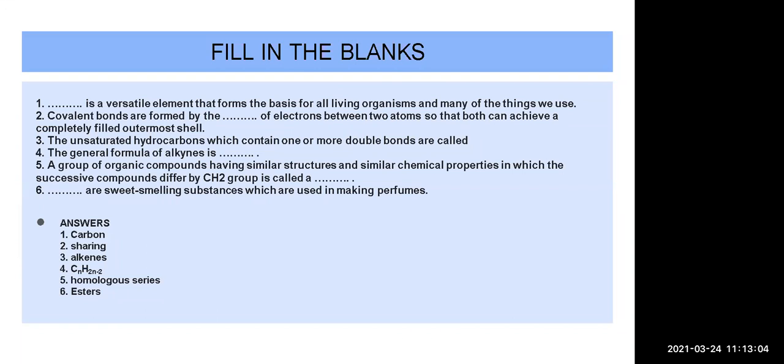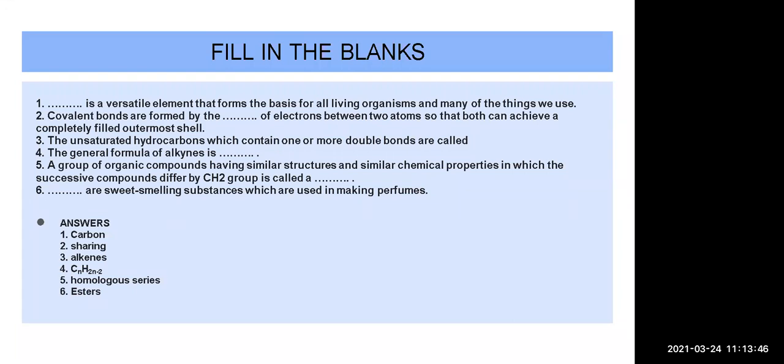Then comes, the unsaturated hydrocarbons which contain one or more double bonds are known as, obviously whenever there is an unsaturated hydrocarbon, that means it contains a multiple bond. It does not contain a single bond but a multiple bond. But here it is said that it contains one or more double bonds. If a triple bond is there, then that will be alkynes. But here double bond is said, so that means it will be alkenes. Okay. The general formula for the alkyne is CnH2n minus 2, or you can write it as CnHn.